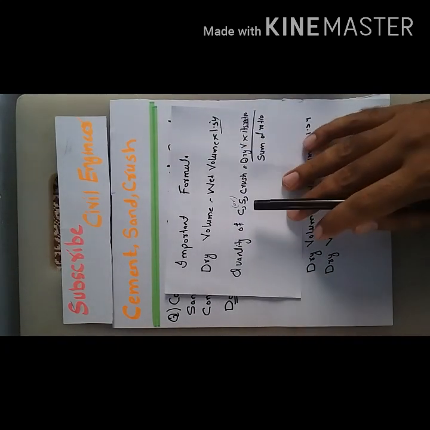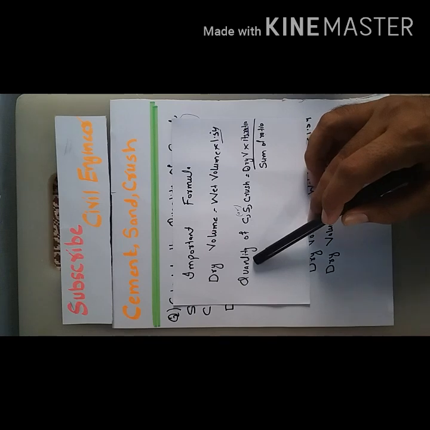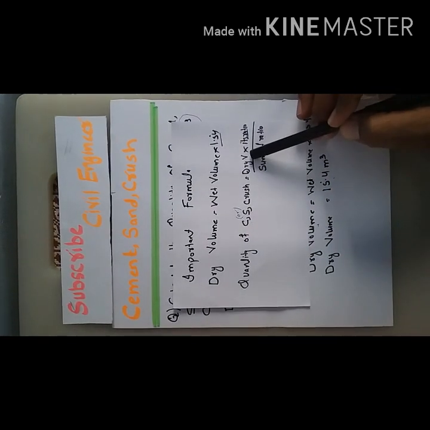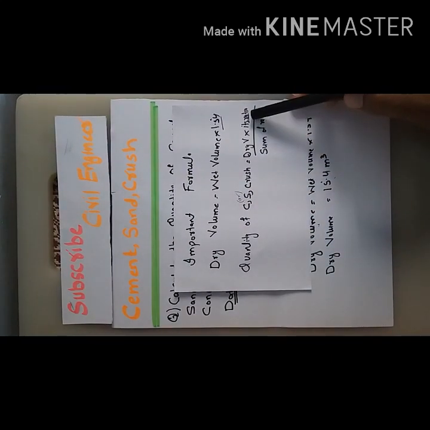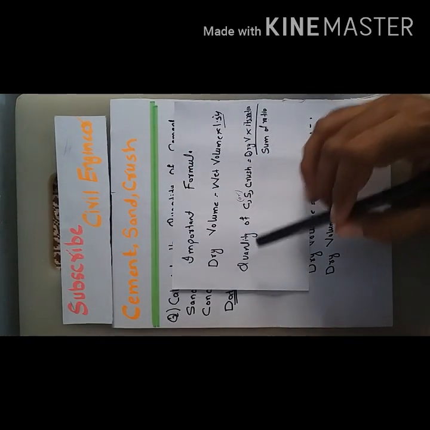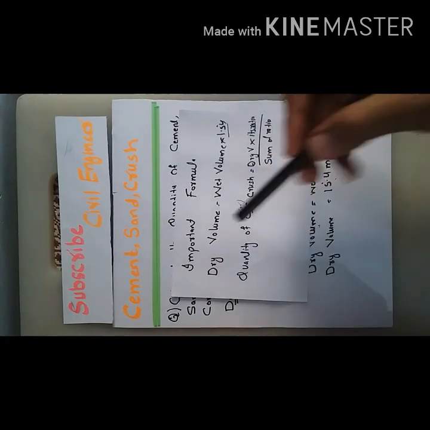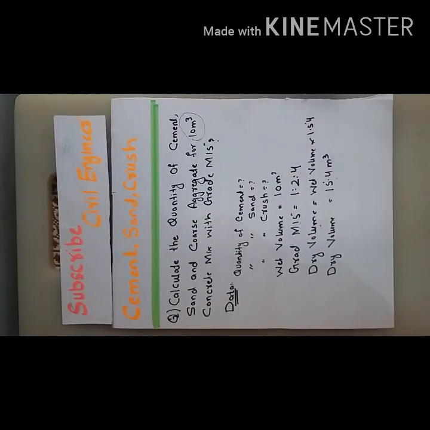It is very easy. And the other thing we must know, the basic formula for calculating quantity of cement, sand and crush is dry volume, which we get from this formula, multiplied by its ratio. What is ratio? I will tell you later on. Divided by the sum of ratio. I am telling you the formula before going to the question, so that you keep it in mind. Now we move towards our basic question.